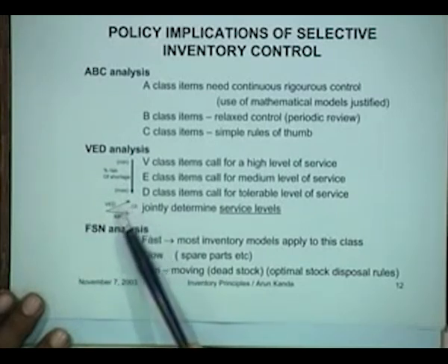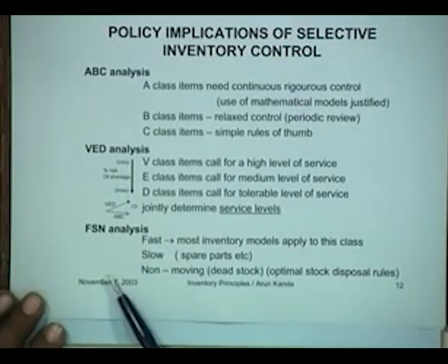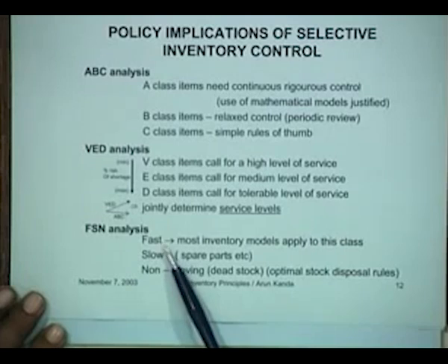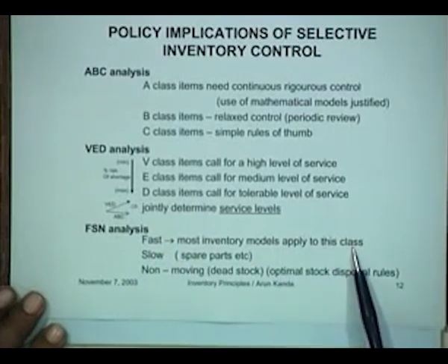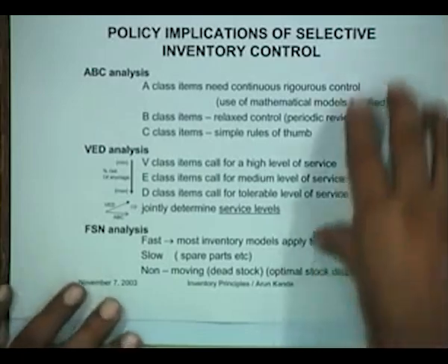So whether it's VED or ABC, depending on that, you will choose a service level. And as far as FSN analysis is concerned, fast moving items, most inventory models apply to this category. Most of the research which has been done in inventory models like economic order quantity determination and so on belongs to this category. Then we have slow items, which are slow spare parts, non-moving items or dead stock, where optimal stock disposal rules are necessary for these kinds of items.